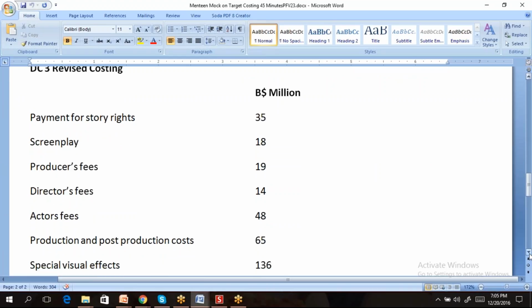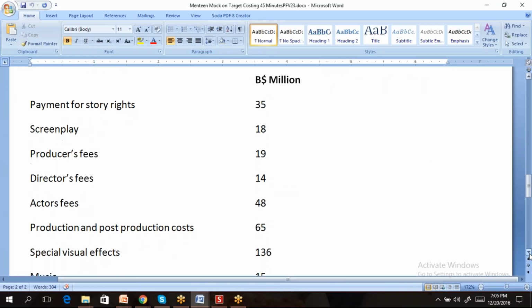So DC3 revised costing. Payment for story rights 35, screenplay 18, producers fees 19, directors fees 14, actors fees 48, production and post-production cost 65, special visual effects 136. You remember in the pre-scene it says 80. Sorry, 80. Right? Original budget was 80. Then we spent another 20% extra with Jonathan's. It came to 96. Yes. Now, with the plot, we want to do something and it is going to be 136.